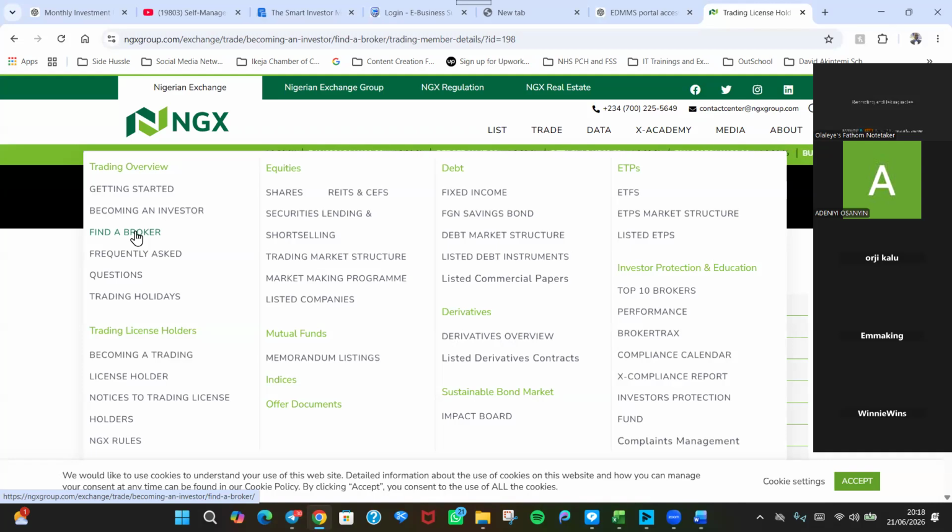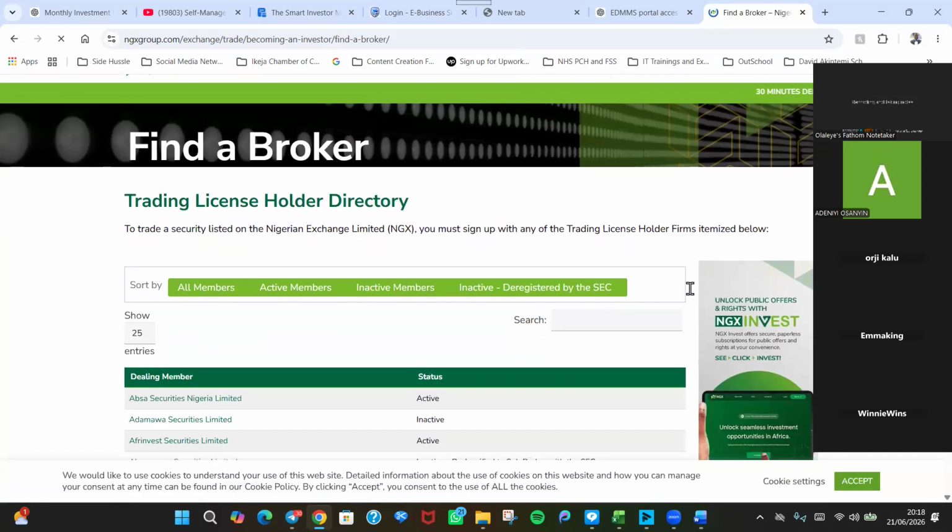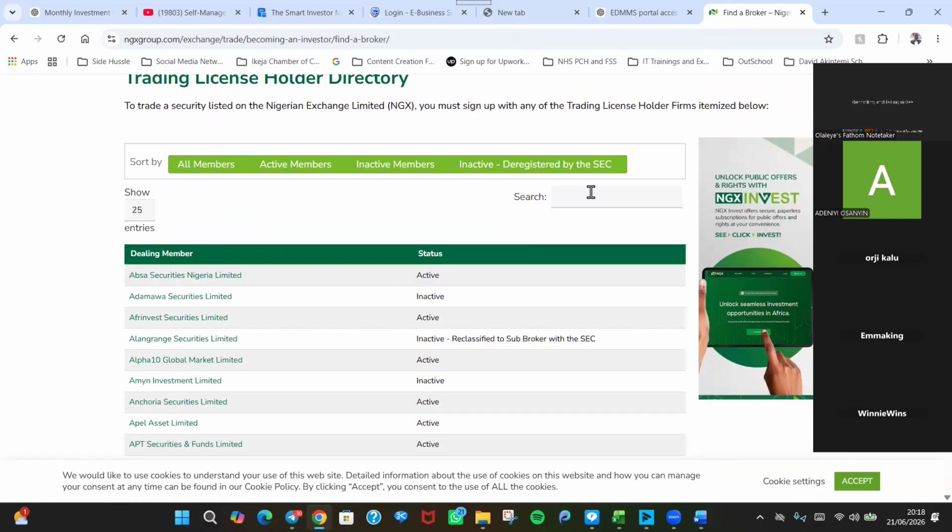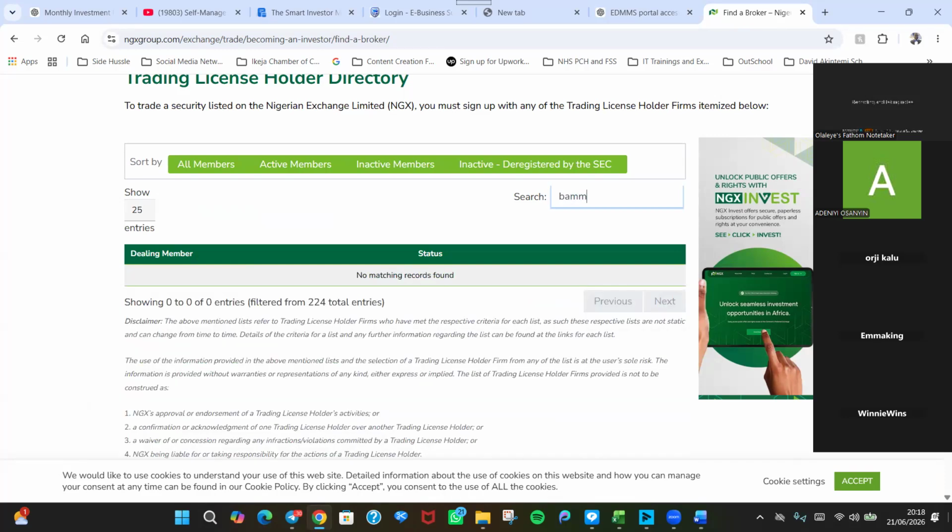But the first thing you need to remember is you have to go to NGX group. That's where you can find the list of licensed stockbrokers. When you get into NGX, you highlight on trade. Then it opens this menu for you, and then you look for find a broker. You click on it, and then it opens another page. And then you click in the search box, and you can put the name of the specific stockbroker. Let me see. I don't know. Let's see if Bamboo is available here.